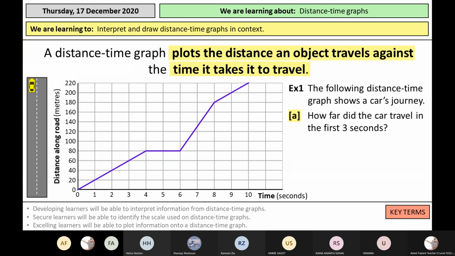Raina, you have responded something else, and Ramin Zia has responded something else. Sir, they asked how far in 3 seconds, so in 3 seconds it is only 60 meters. Yes sir, 60. I thought it was for 4 seconds. Yes. So this is the common error.